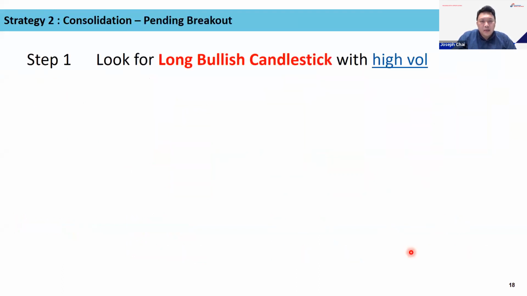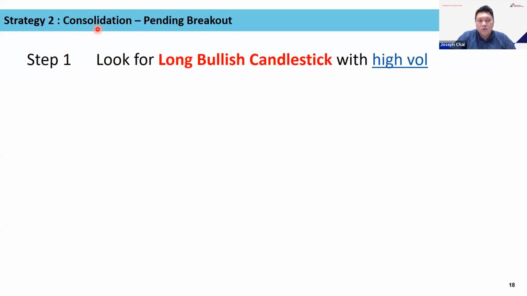And now, when the stock starts to move upwards, you can also look for a bullish candlestick with high volume. Let's say you can't catch the stock at the bottom. You missed the boat, right? R1, R2, R3, you missed all 3. Then what do you do about that? You still have another entry level, right?